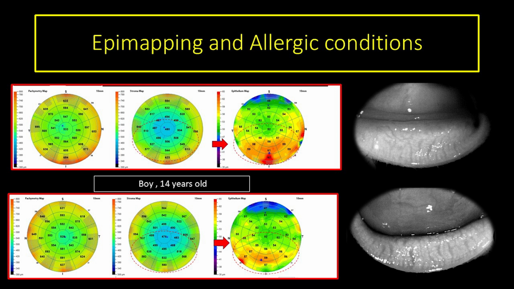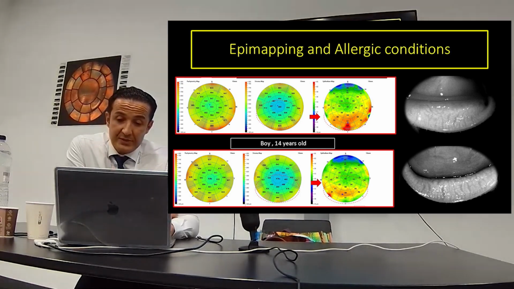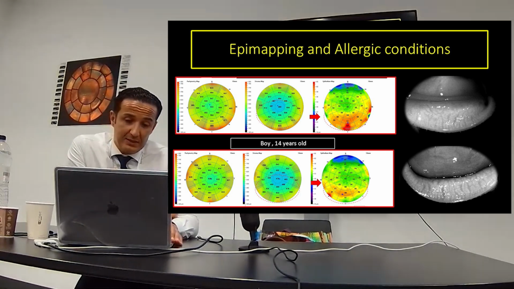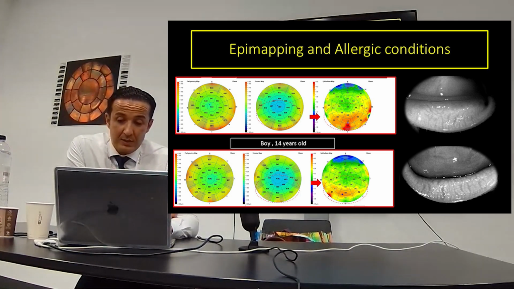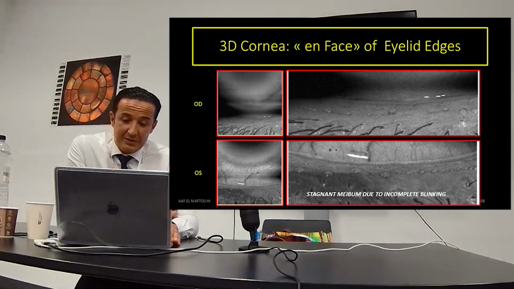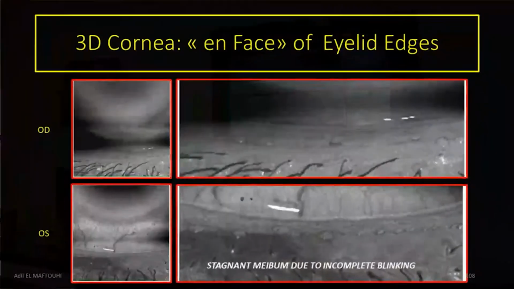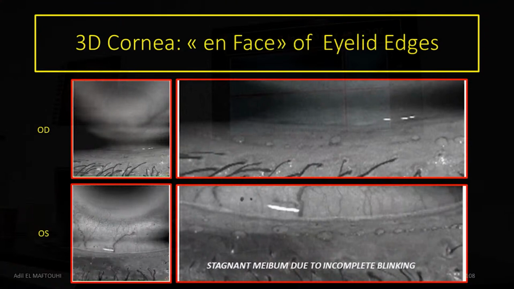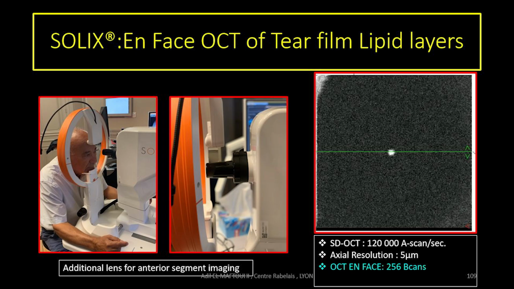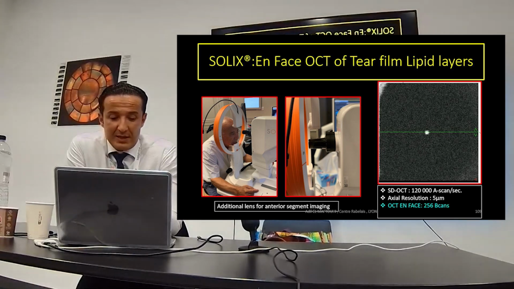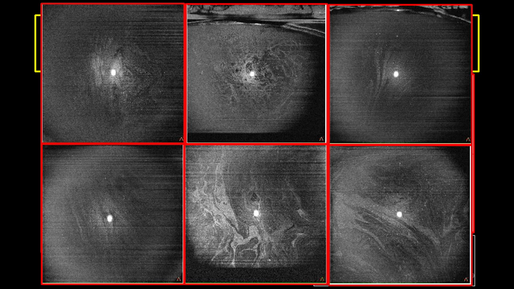And look in this case of a young boy of 11 years old, we observe MGD grade 1 associated with hyperplasia in the inferior part of epithelium thickness and associated with a normal thickness of the stroma. You can also identify the meibomian stagnation due to the incomplete blinking with the en-face OCT. You can use also en-face OCT to distinguish the lipid component in this instability during the dry eye. And look here, some different cases about the instability of this lipid component.